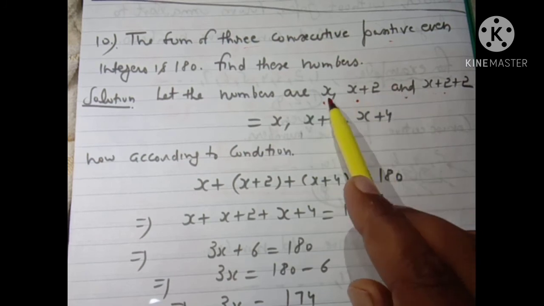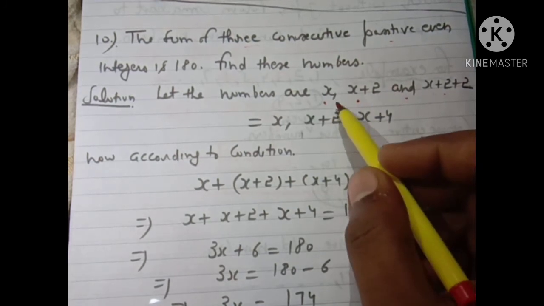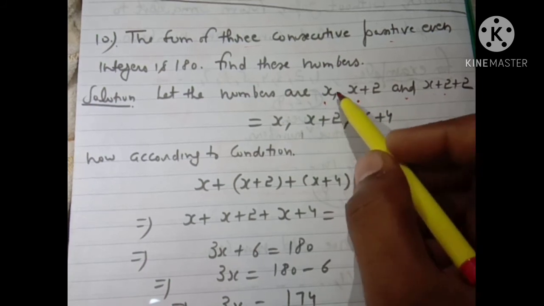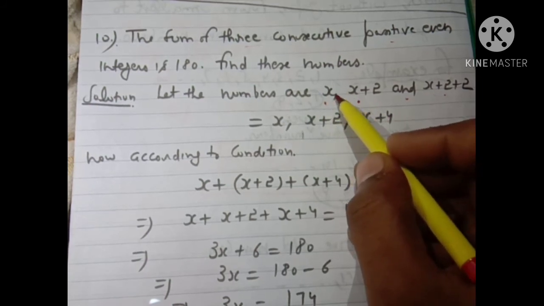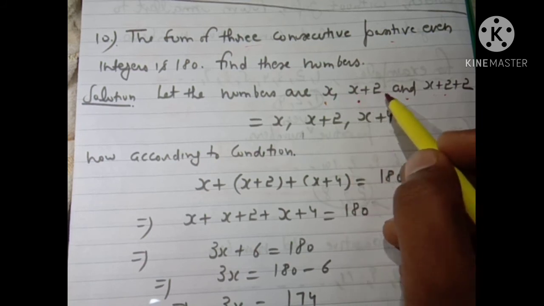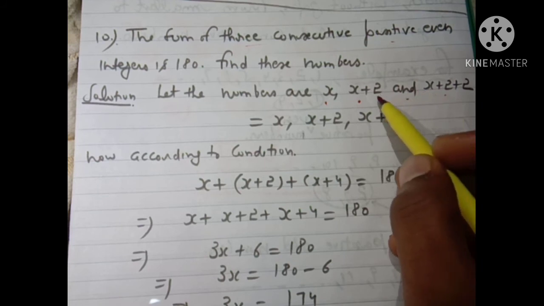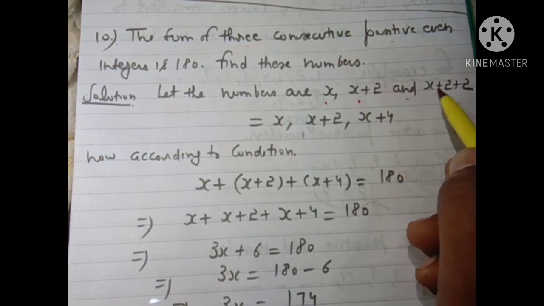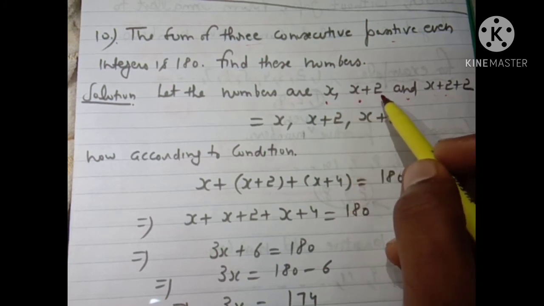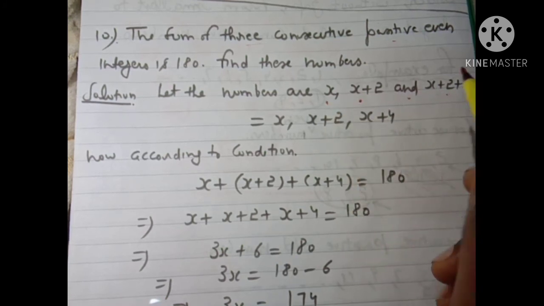Why? Because we have to add 2 each time to the previous term when we are writing the even numbers. So this is x, and then we have to add 2 to write down the next term. It will become x plus 2, and then for making the next term we have to add 2 again. So it will become x, then x plus 2, and then x plus 2 plus 2.